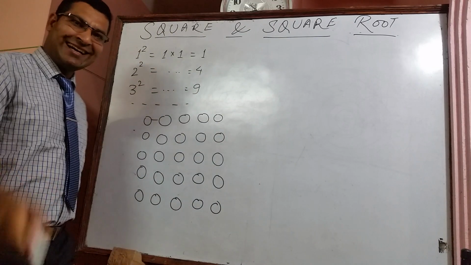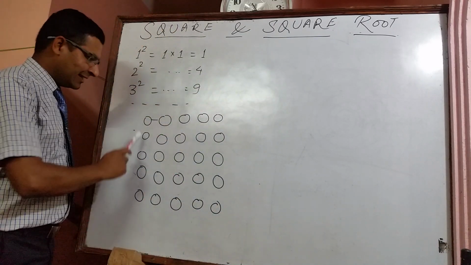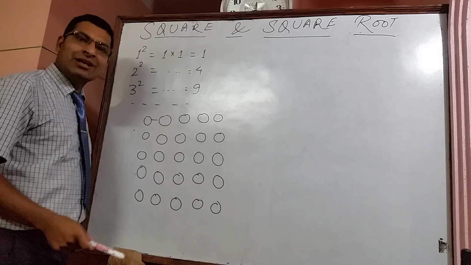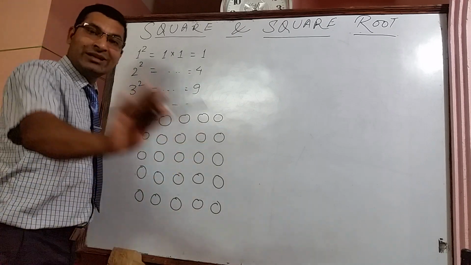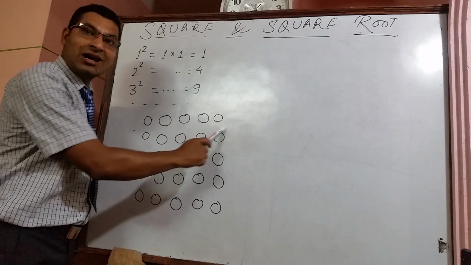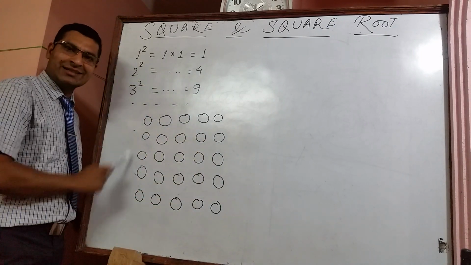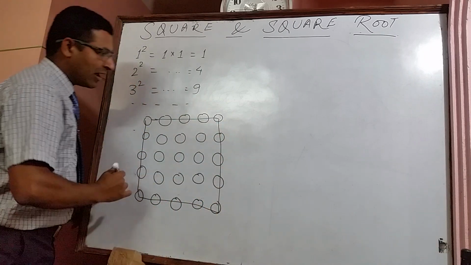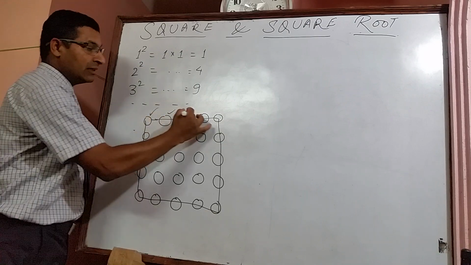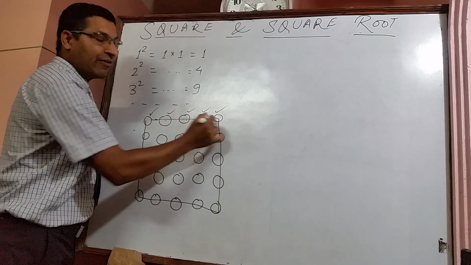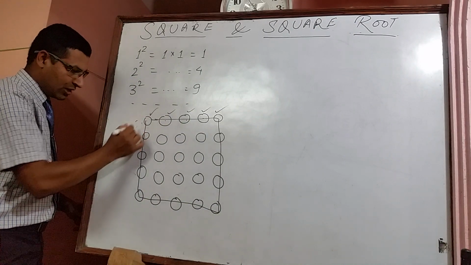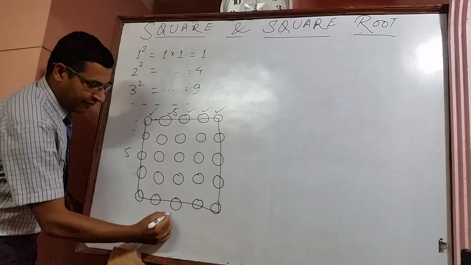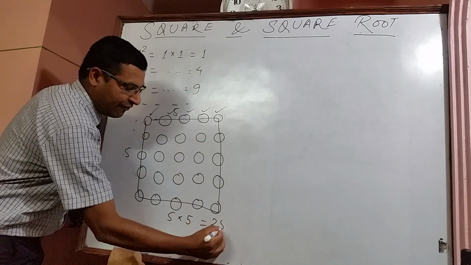Hello my dear students, I will ask you one question now. Here are some circles. I think you can count how many circles are here. You can count 1, 2, 3, 4, 5. But without actual counting also, you can find the total number of circles here. It is in the square form. If we count the number of circles in a row, 1 2 3 4 5, there are 5 circles, and in the column also 5 circles. So 5 multiply 5 is 25.